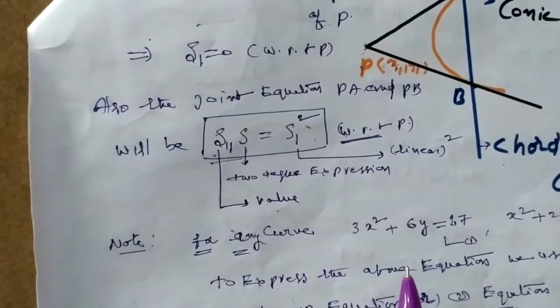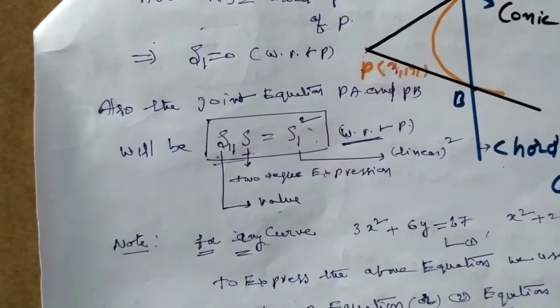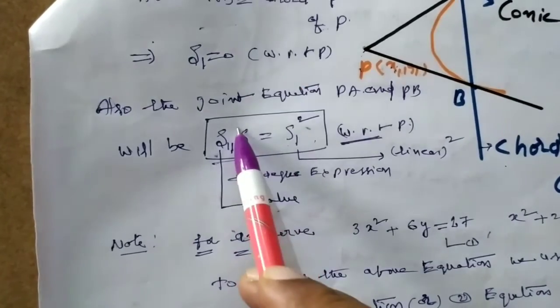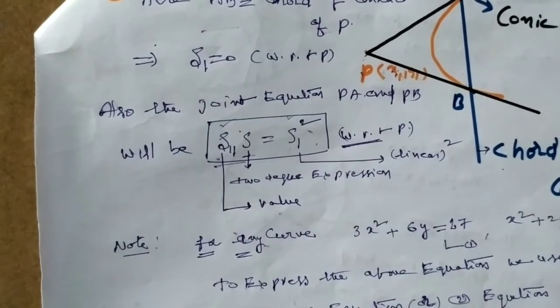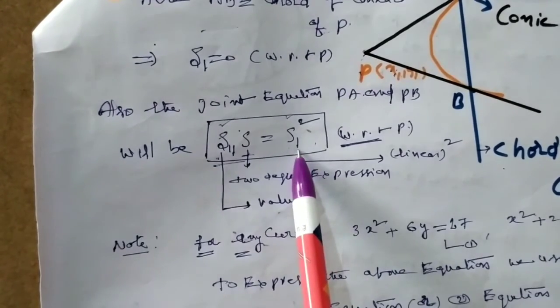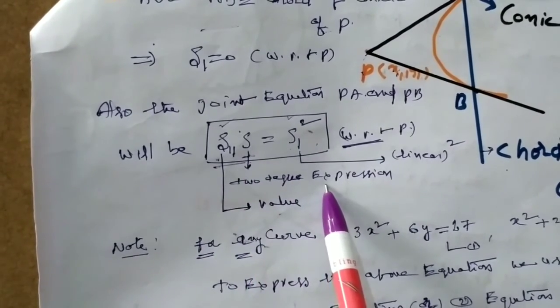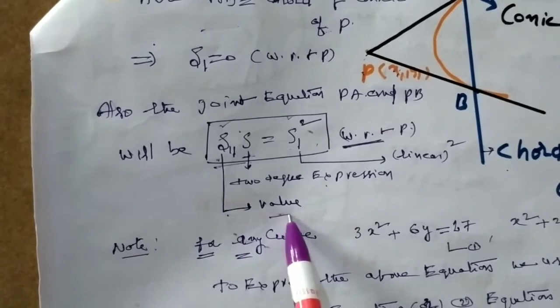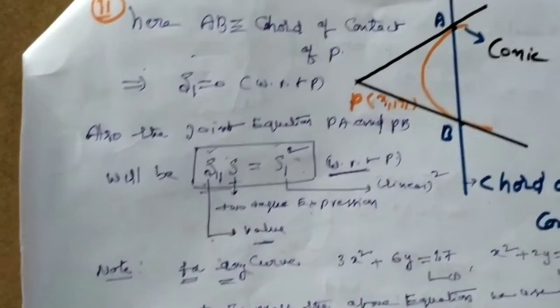In that case, we use all the notations which you have already studied here. What are they? S and S11 and S1 square. So here we are using S11 and S1 also. What is S1? S1 is a linear expression. S is a 2-degree equation and S11 is a numerical value. So using these notations, you can simply write the combined equation of the pair of tangents to the given conic.